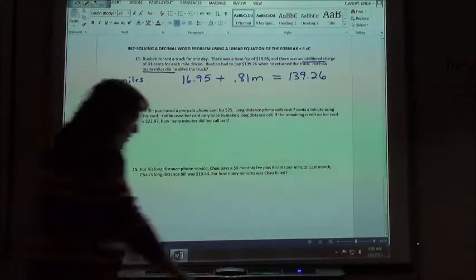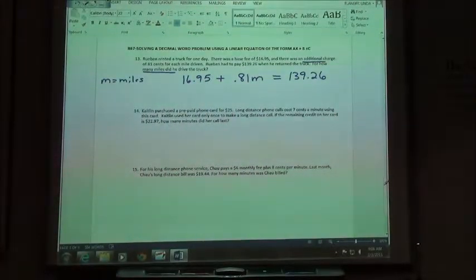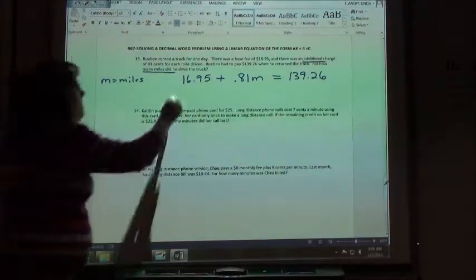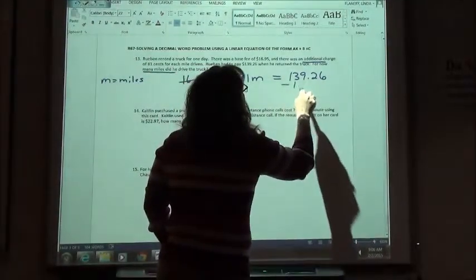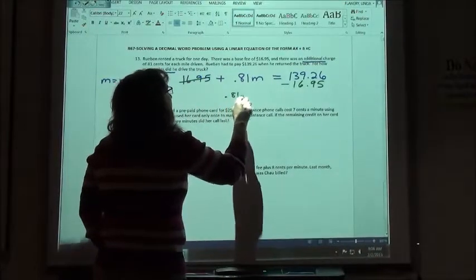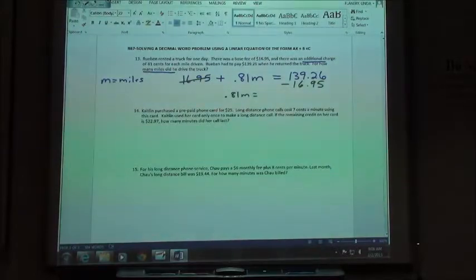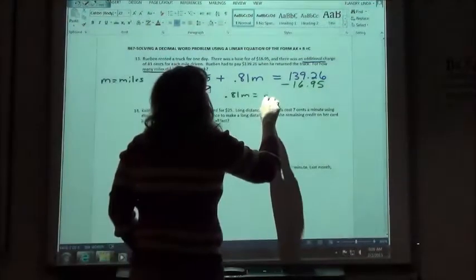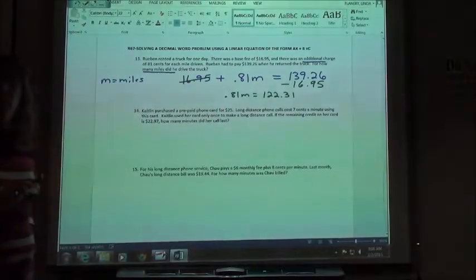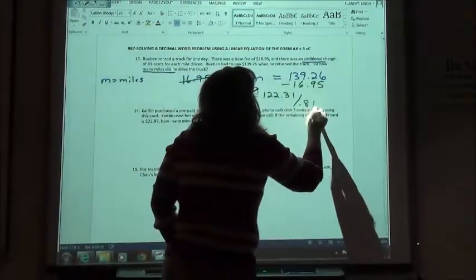If I'm going to solve that for M, the first thing I should do is subtract my $16.95. I'm going to let you do that for me. 122.31. $122.31. And then to solve that for M, I'm going to divide by my 81 cents.